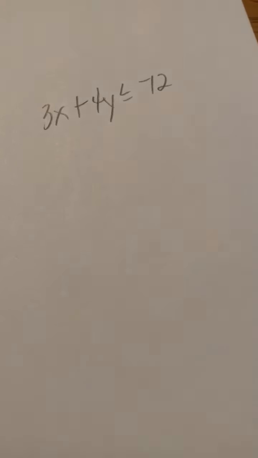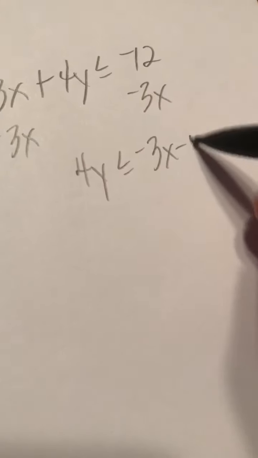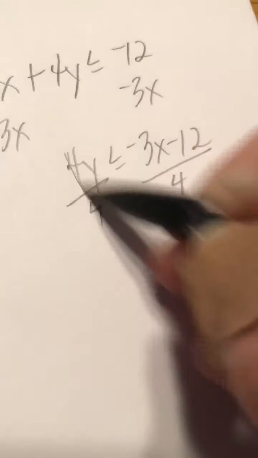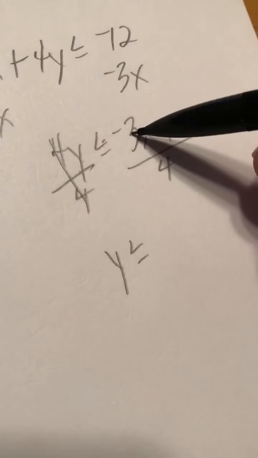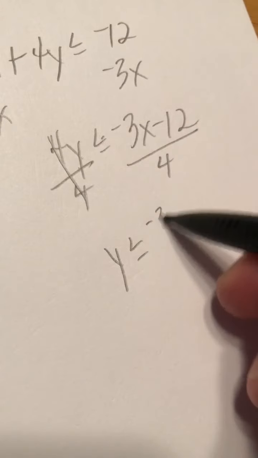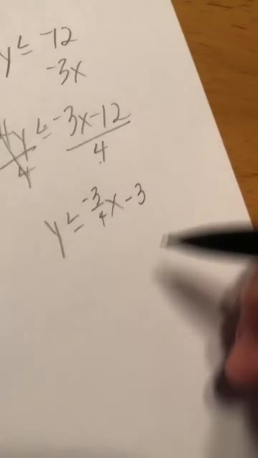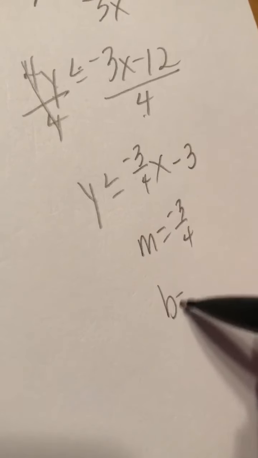Okay, what if it's not in slope-intercept form? So again, we would have to put it in slope-intercept form, so we subtract 3x. 4y is less than or equal to negative 3x minus 12. Divide by 4. Since I'm dividing by positive, it does not switch my inequality. Negative 3/4 doesn't reduce. Negative 12/4 does. So again, we name m and we name b.